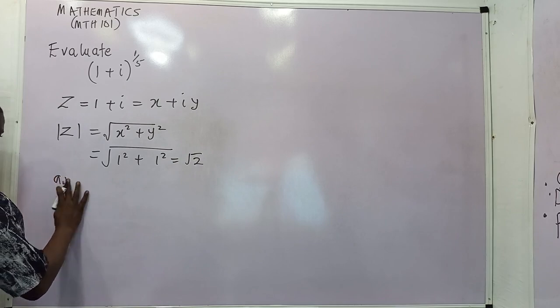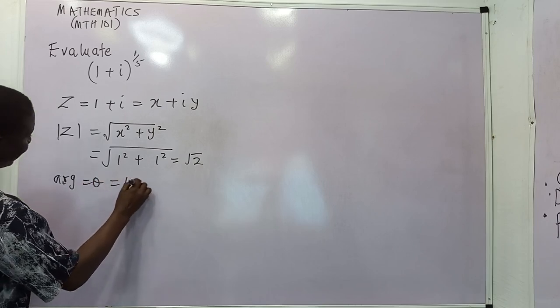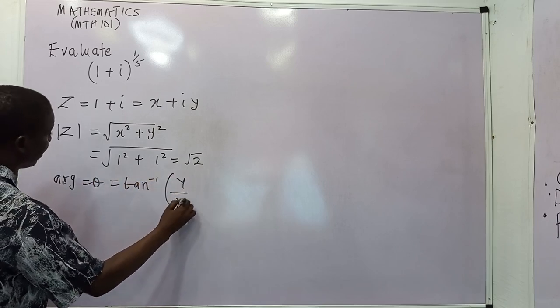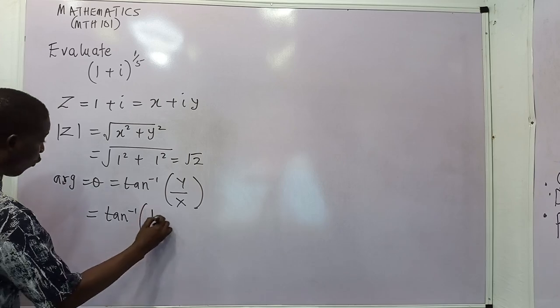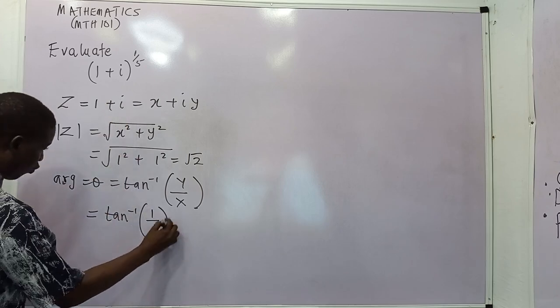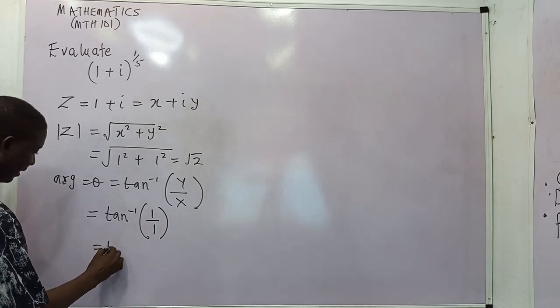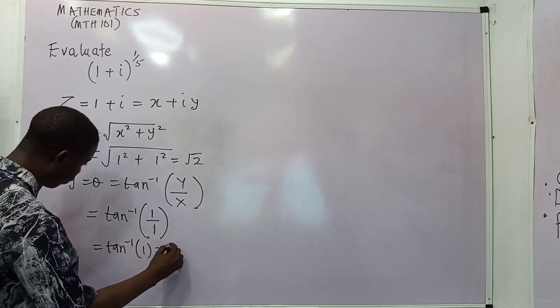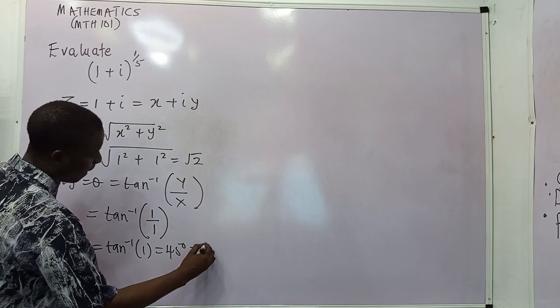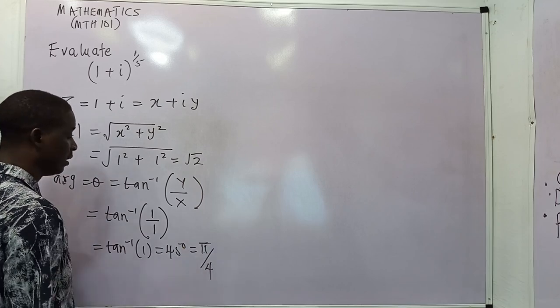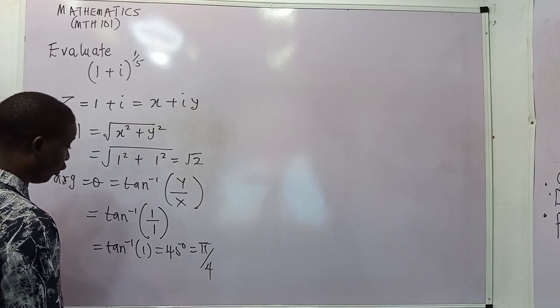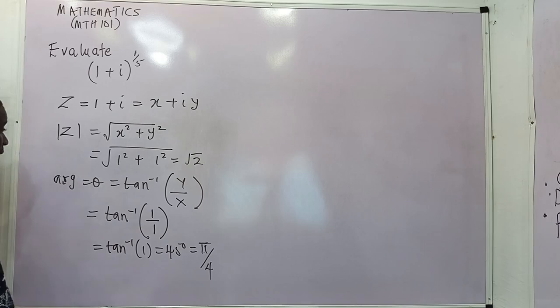Then you look for your argument, which is the angle, the inverse tangent of y over x. What is y? 1, the coefficient of i. And x is 1, the real part. So we have tan inverse of 1, which is equal to 45 degrees. And 45 degrees is pi over 4. Don't forget that pi is equal to 180, so 180 divided by 4 gives us 45.